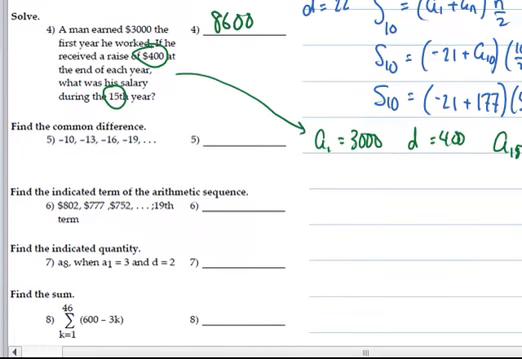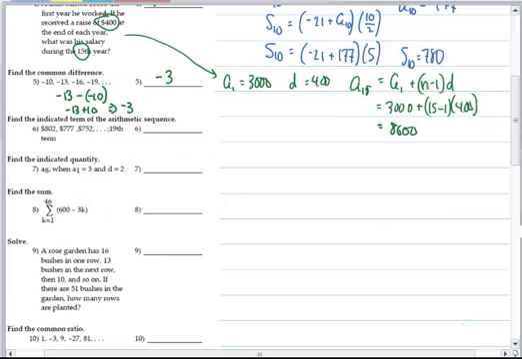Next one, it says to find the common difference. So remember, be careful with this. It's -13 minus -10, and that would be -13 plus 10, which would give you -3. So in that case, the sequence is going down by 3 each time.